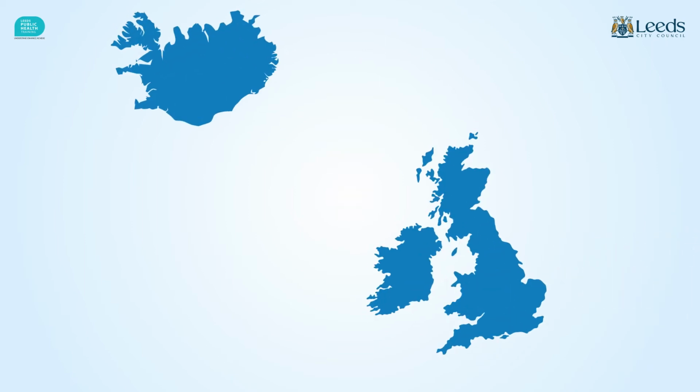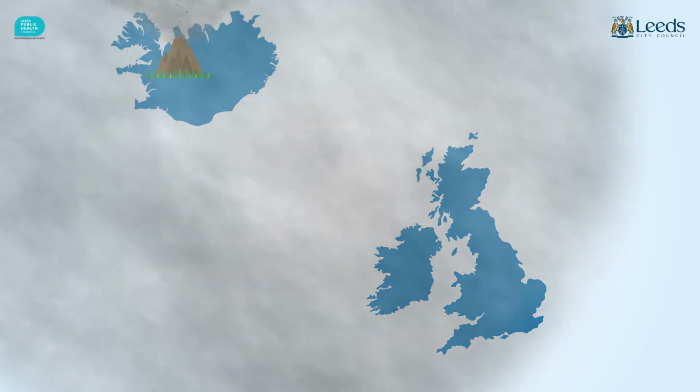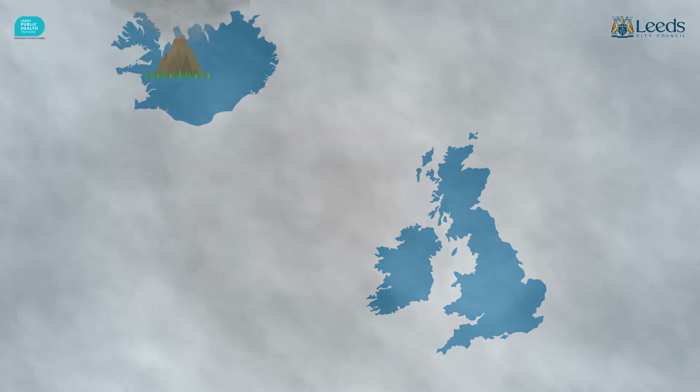Outlines of the UK and Iceland are shown. An erupting volcano pops up within Iceland. Smoke that is rising from the volcano moves towards and then over the UK on the wind. But naturally occurring pollution often happens outside of the UK and travels into the country with changes in the weather.